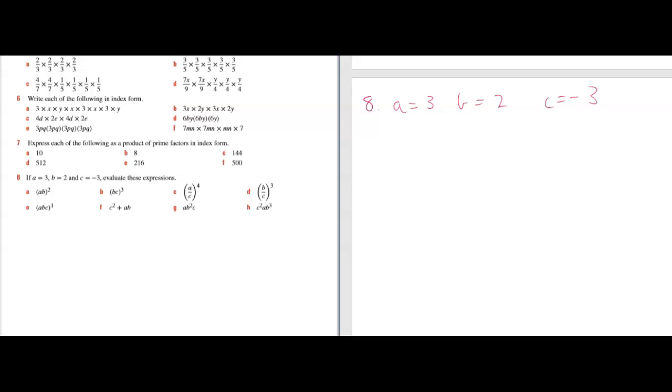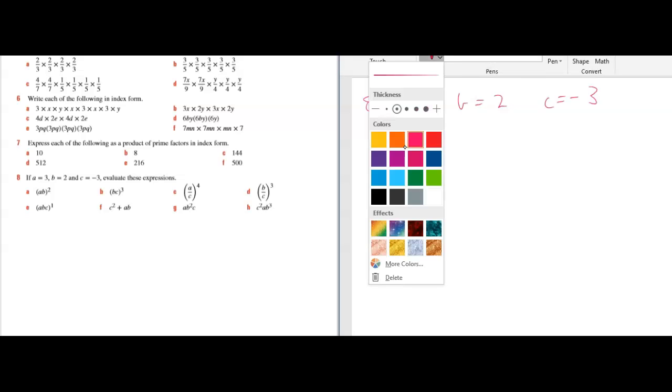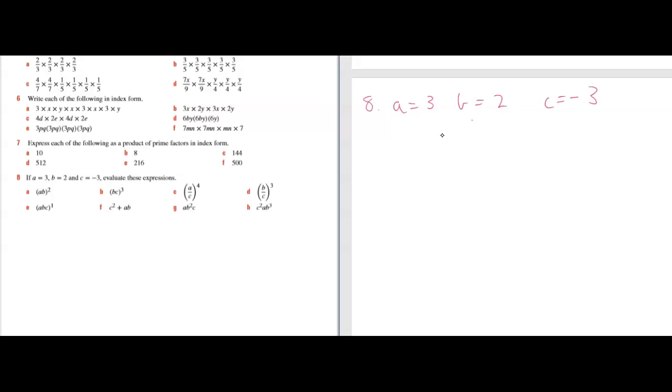Okay, so this is a substitution. So if A equals 3, B equals 2, C equals -3, we're just going to substitute them in. Now, we always do the easy ones. Let's do D. So B over C cubed. B equals 2. C is -3. So 2 over -3 cubed.